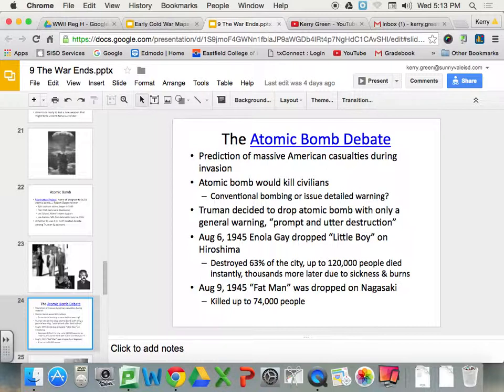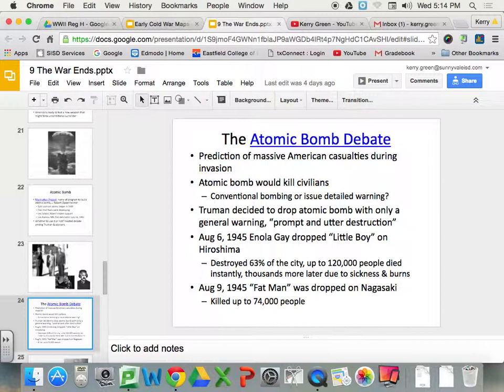And you do have a vague warning that goes out at the beginning of August that says, hey, if you don't surrender, you're going to have prompt and utter destruction. To which the Japanese military says, okay, no, right? I mean, they're dug in. They're determined to make American soldiers suffer if they're going to try to take over Japan.